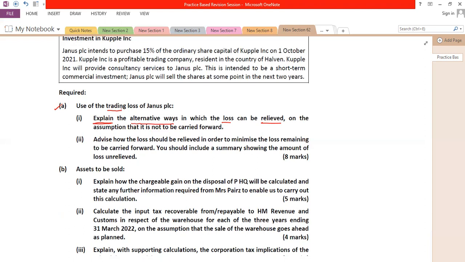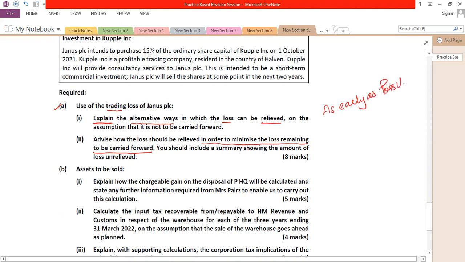The second thing is advise how the loss should be relieved in order to minimize the loss remaining to be carried forward. What it means? There is a condition, in order to minimize the loss remaining to be carried forward. Now remember that sometimes you have to offset your loss as early as possible. It means you can offset on current year as well as carry back. And sometimes you have to use the most beneficial way. So then you have to think about your donations, other stuffs, that which year is most beneficial for you.